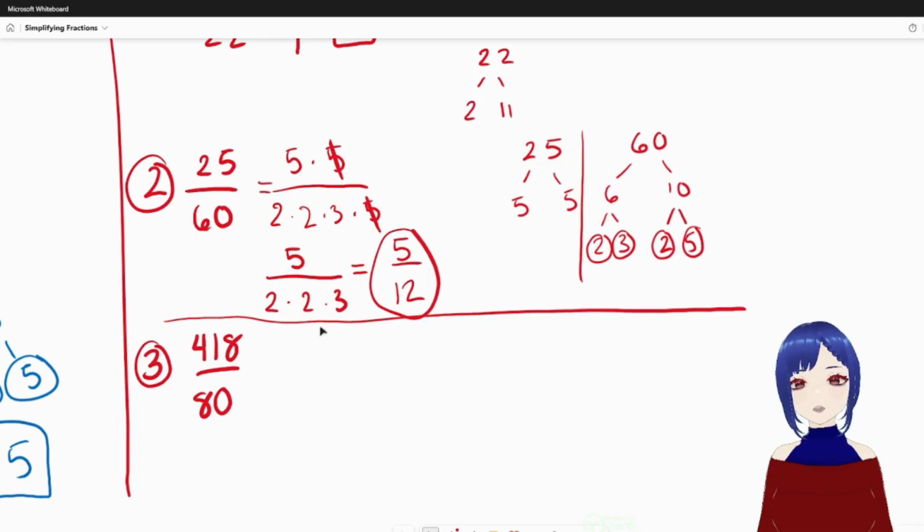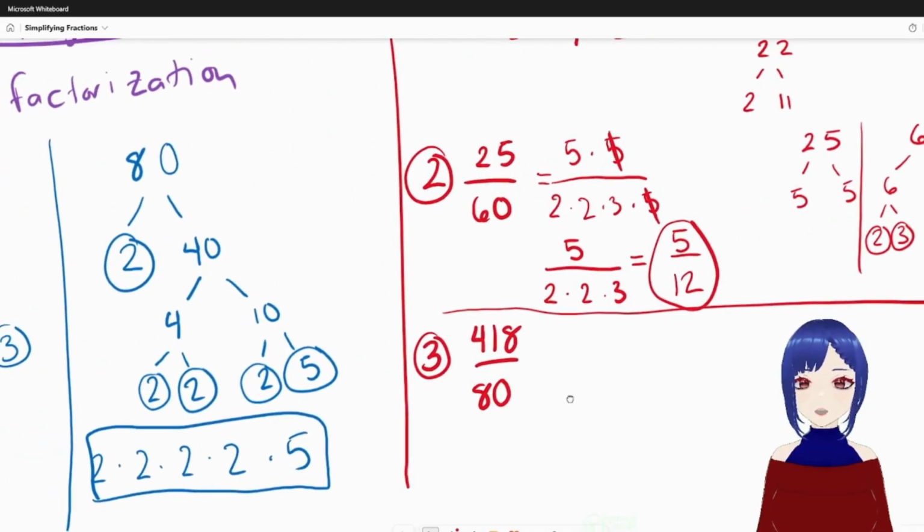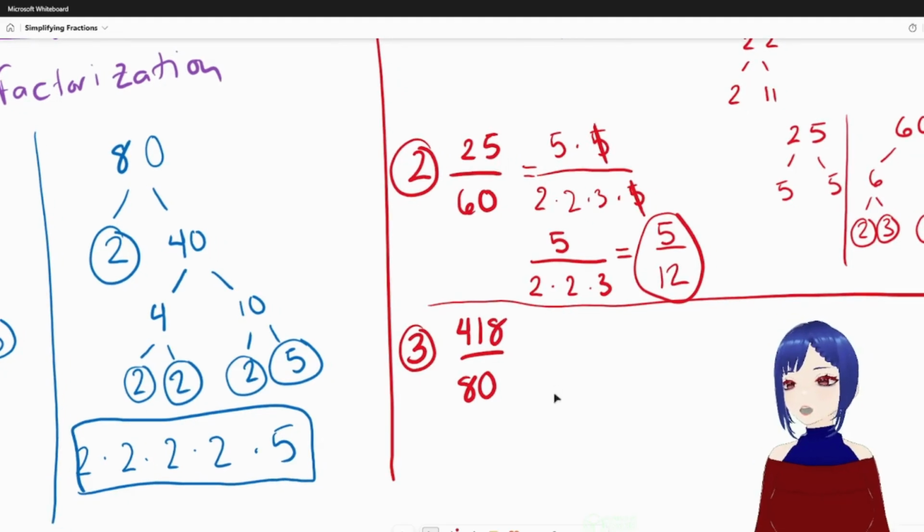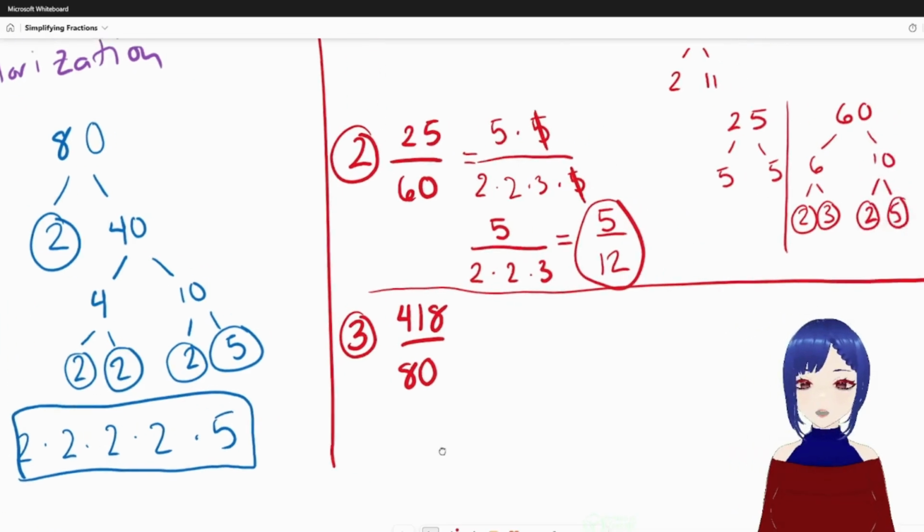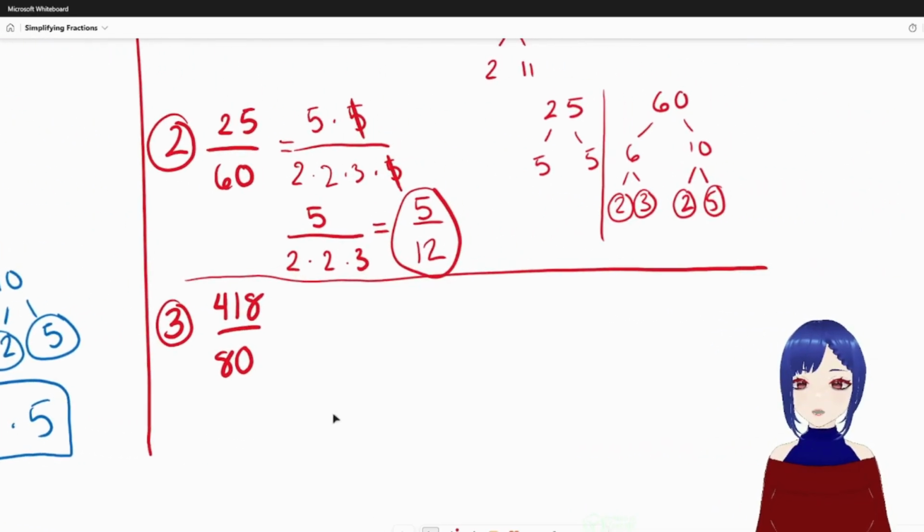And then I hinted at this earlier. I'm going to steal my example. In my example earlier, I already did 80. So we already know from the earlier example that 80 is going to be 2 times 2 times 2 times 5. But then the 418 is really big, so I'm going to do that over here.